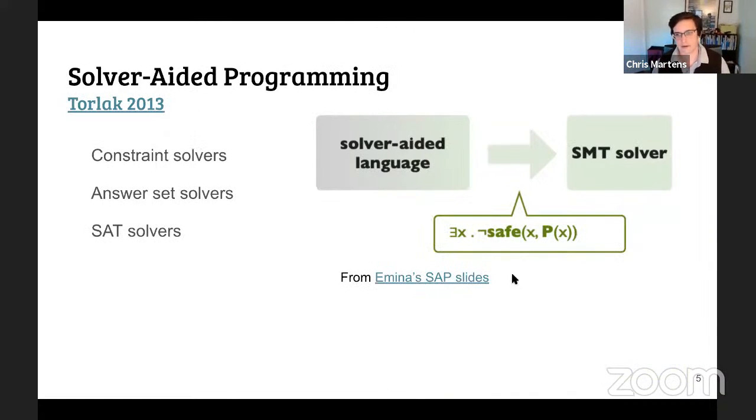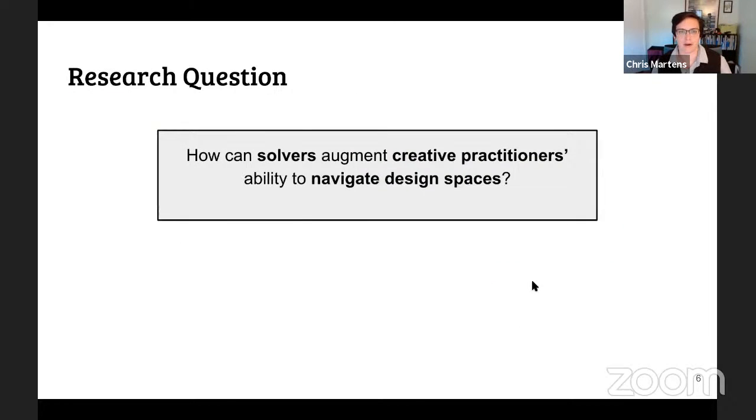Solver-aided programming, on the other hand, is the kind of thing where you're relying on something like a SAT solver or a constraint solver. You express some property in a logical form, and you are then able to query or constrain or check properties of your programs, or generate programs with certain properties based on that kind of specification. So my research question broadly is how solvers can augment creative practitioners' ability to navigate design spaces.